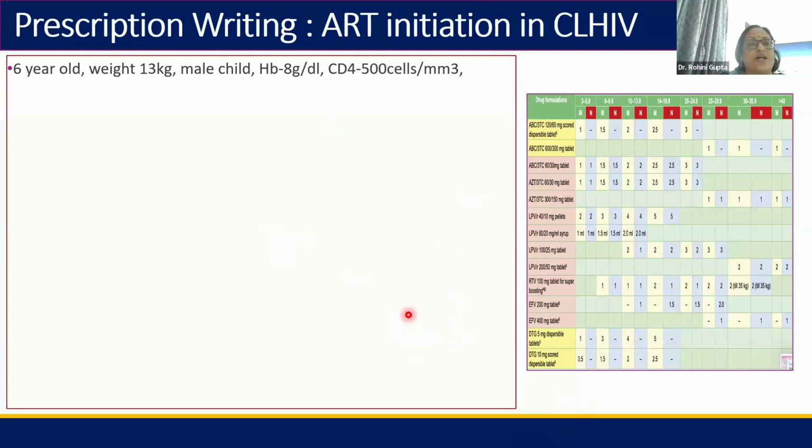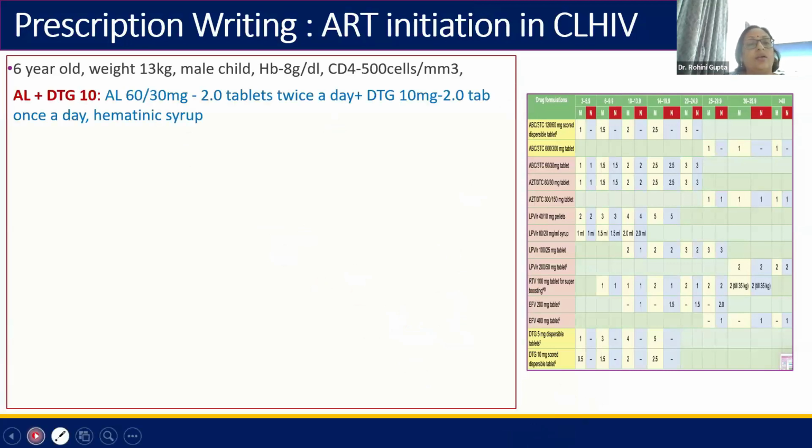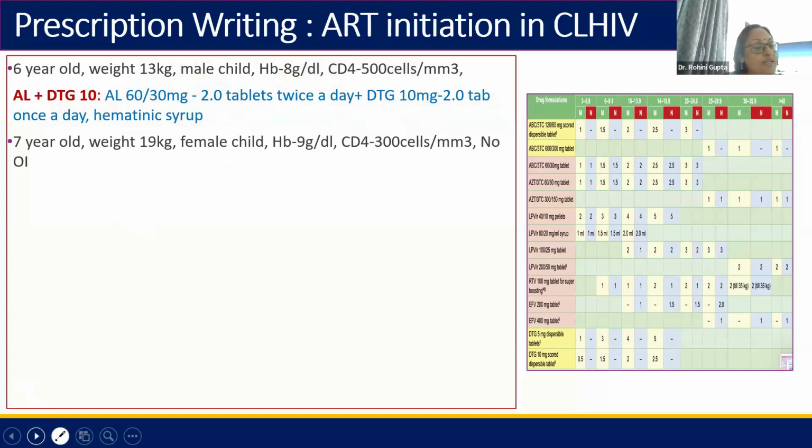So I'll solve the first question so that you all know what I'm trying to explain. It will be AL plus DTG 10. AL 60/30 would be 2 tablets twice a day, while DTG 10 would be 2 tablets once a day. And you need to put this child on hematinic syrup because the Hb is 8 grams. Also get the child evaluated by a pediatrician to find out the cause of anemia. All children with anemia don't always have iron deficiency anemia. We need to rule out other causes of anemia also.